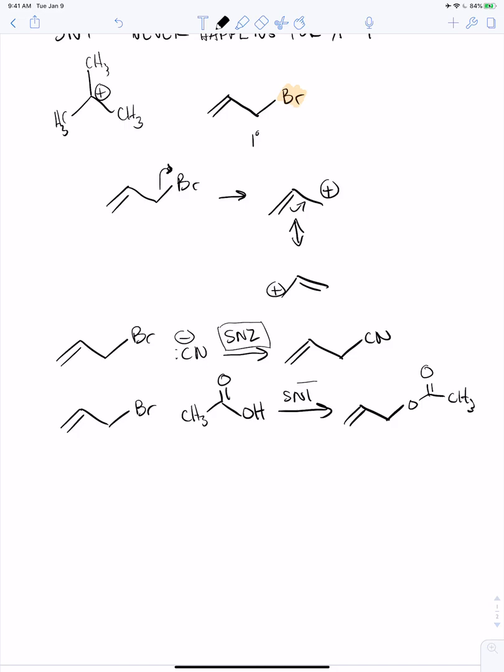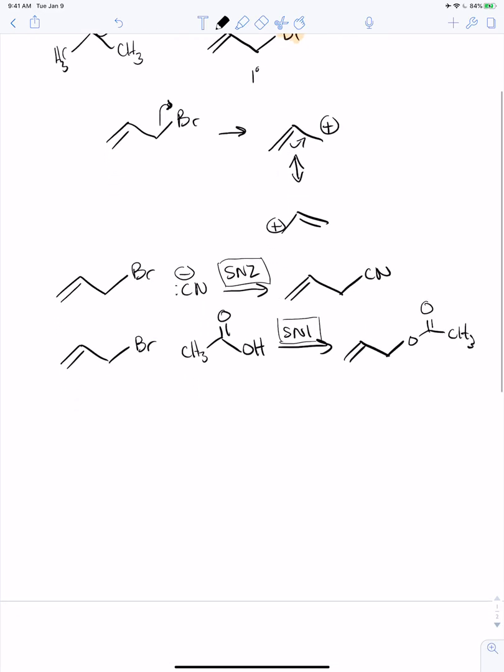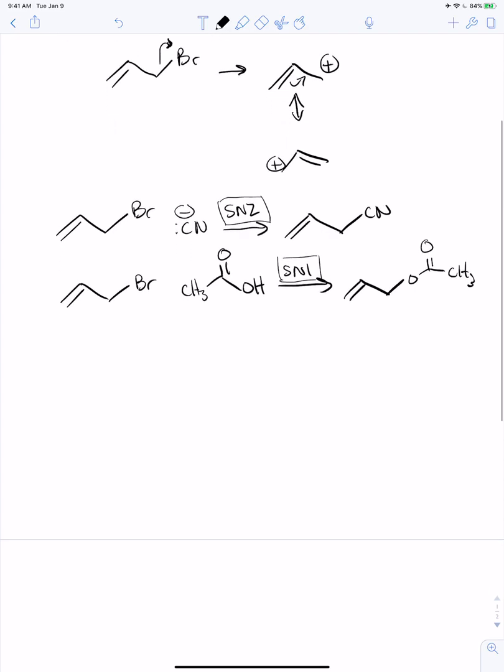But now, because of the stabilization of the carbocation that can happen, we can also go through an SN1 mechanism. So that's the allylic position, and we've learned about that already.